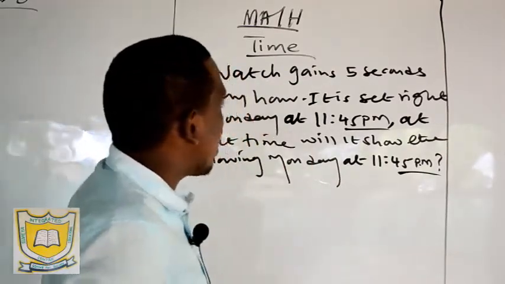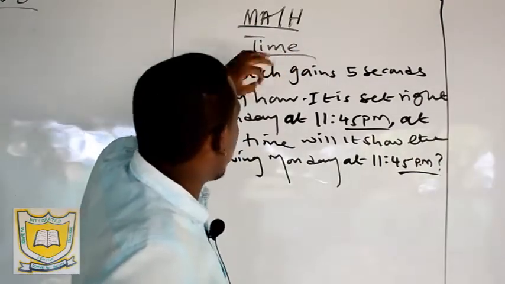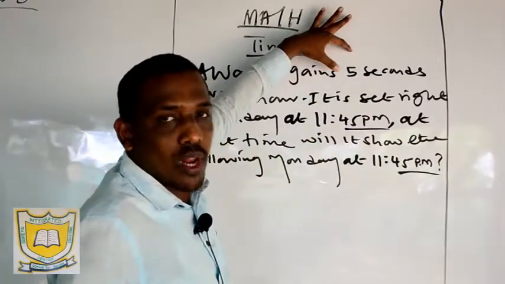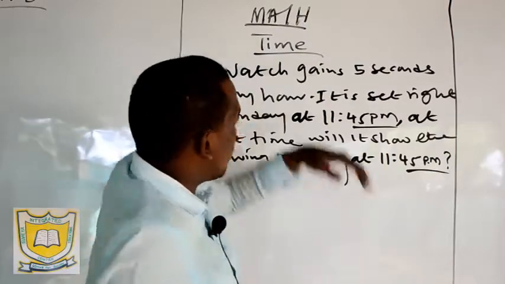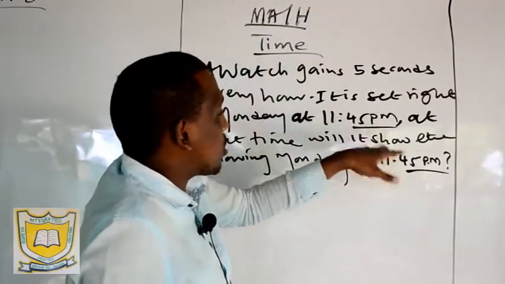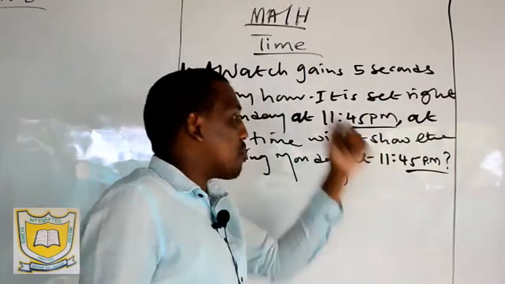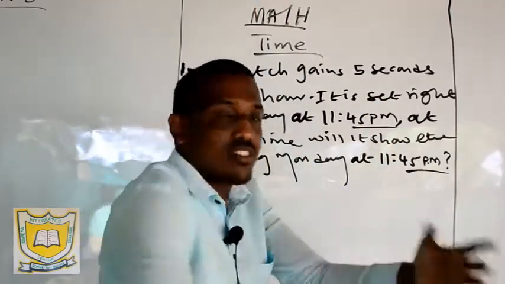Now I say that here, from Monday to Monday, you were told it was set right on Monday 11:45 p.m. and it was gaining. Remember, we learned it was losing the other day. Now this one is the opposite, and I said the procedure is the same. It is gaining 5 seconds. It was set 11:45 this Monday. At what time will it show the following Monday at 11:45 p.m., since it was gaining 5 seconds every hour?